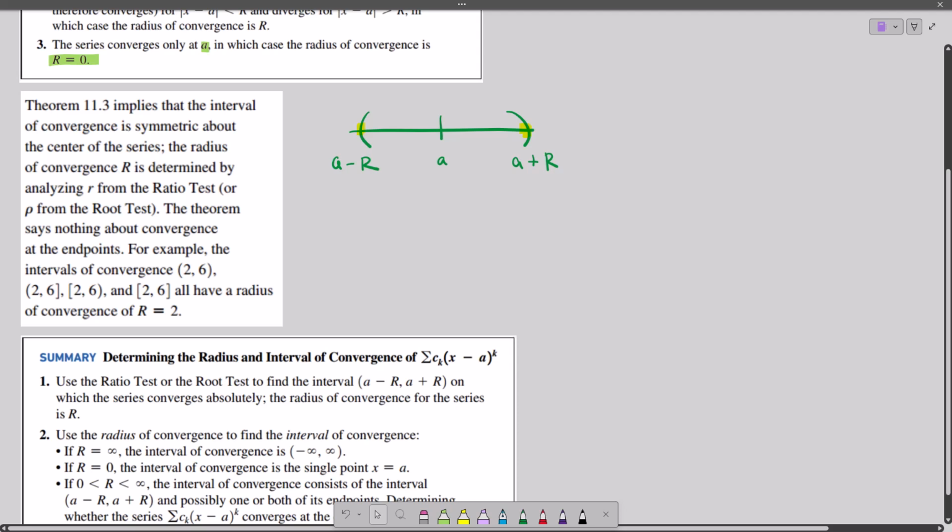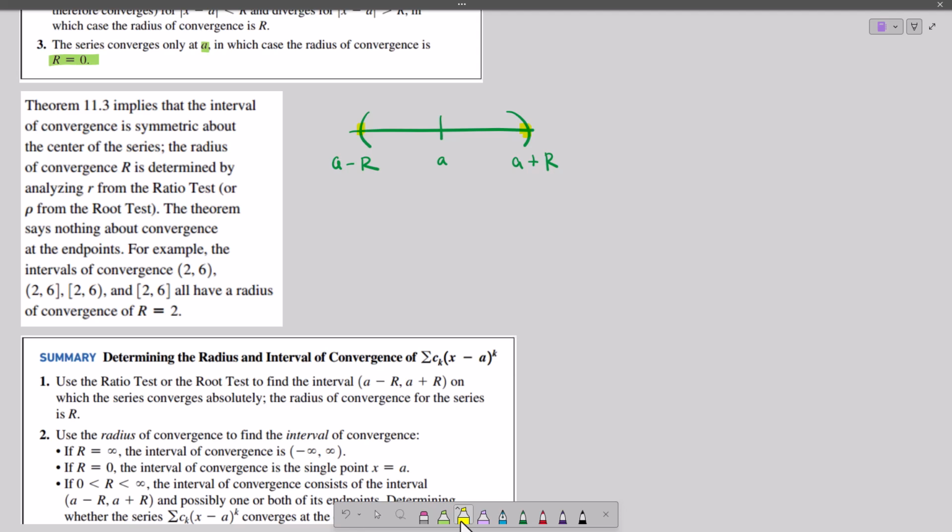Okay, so down here they're just giving us an example that you can have a radius of convergence of 2. All 4 of these intervals have a radius of convergence of 2 and a center of 4. So we're going to calculate the radius of convergence first, and that's going to help us get these goalposts. In this case, the 2 and the 6 are the goalposts. But then we have to figure out, do we exclude with a parenthesis, or do we include with a bracket? We have to test those separately.